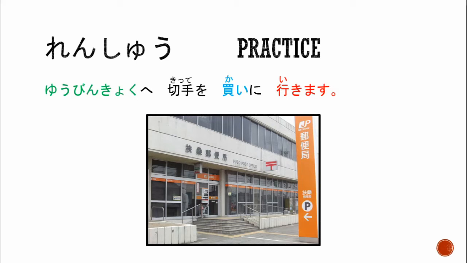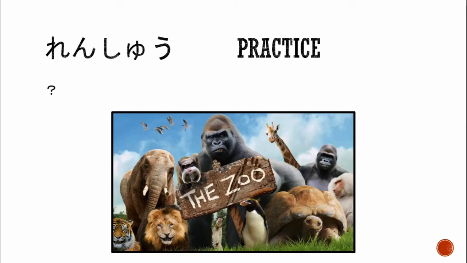So let's practice this sentence all together. Repeat after me. 郵便局へ切手を買いに行きます。One more time. Repeat after me. 郵便局へ切手を買いに行きます。Let's move on to another example.